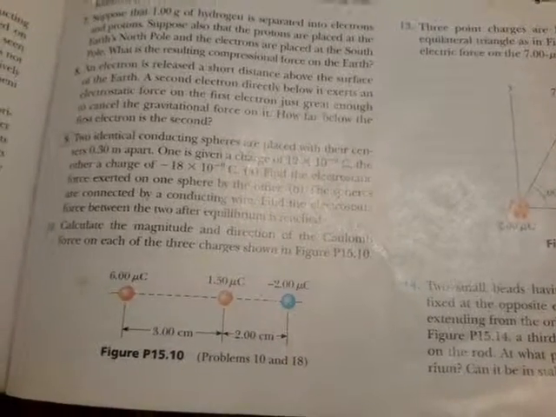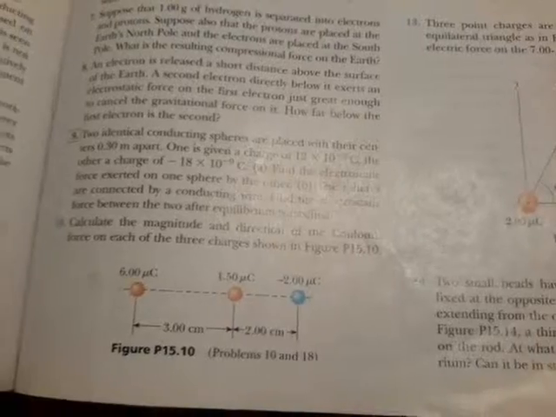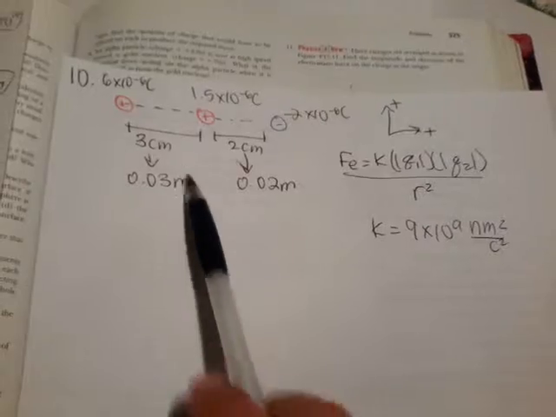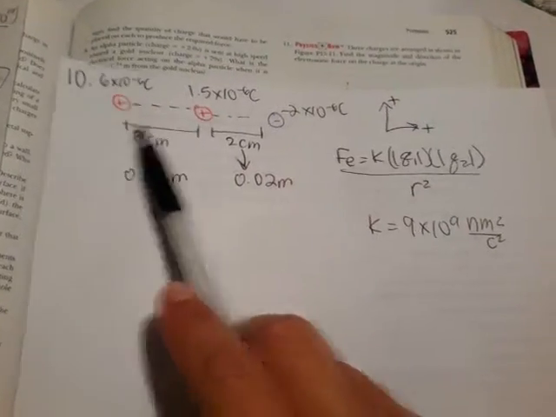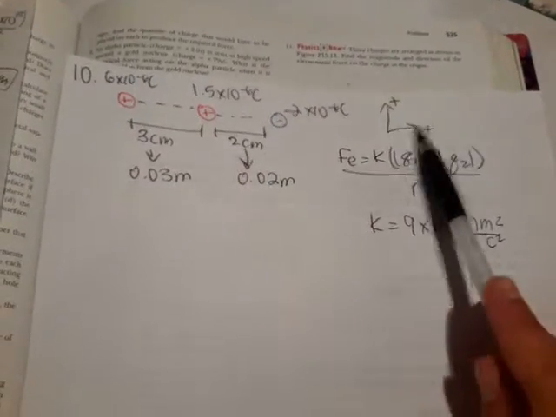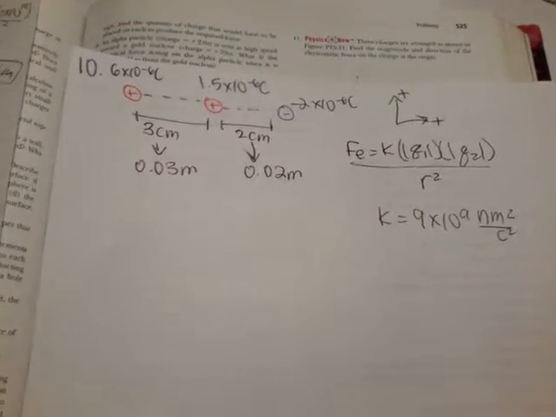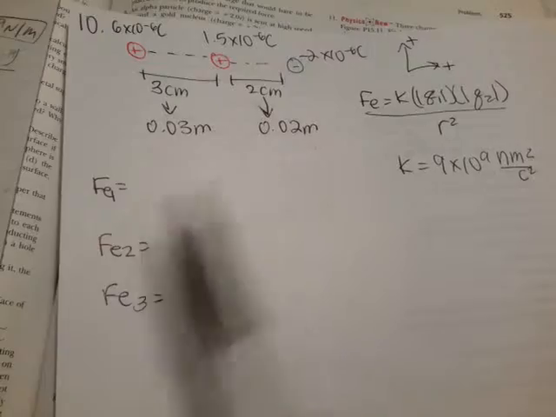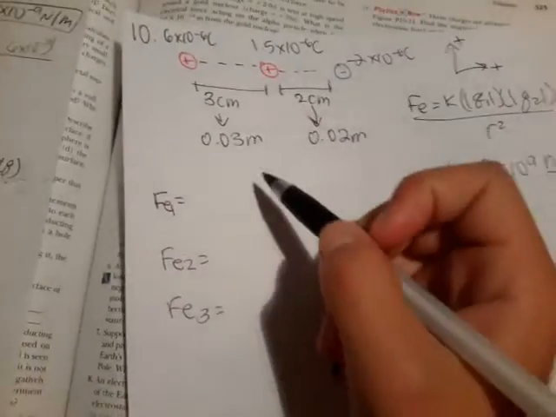Okay, so I did number 10, and it says calculate the magnitude and direction of the Coulomb force on each of the 3 charges shown in the figure. Here you can see I redrew the diagram and changed these to meters and those to coulombs. Then I labeled my positives, and I have the equation. So then I have to use the equation we learned to find the forces on each of the coulombs.